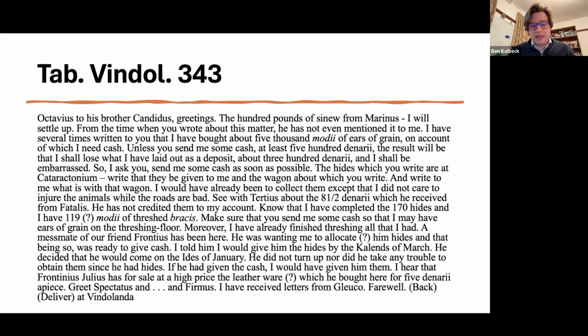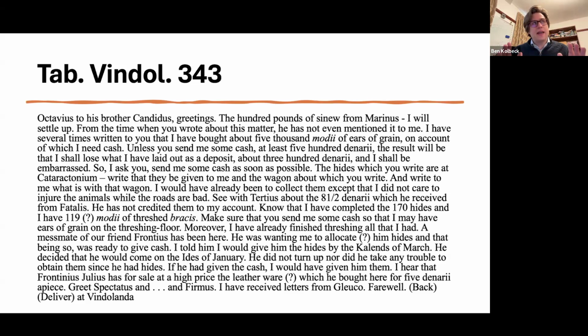And then finally, greet Spectatus and Firmus. I've received letters from Gloico. Farewell. Deliver at Vindolanda. So what we see here, I mean, it's a complex text. There's a ton of different information dealt with in here. And Octavius jumps from different financial matters, which he clearly expects Candidus to be aware of.